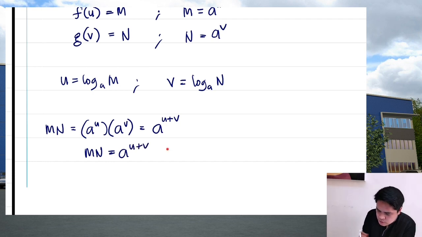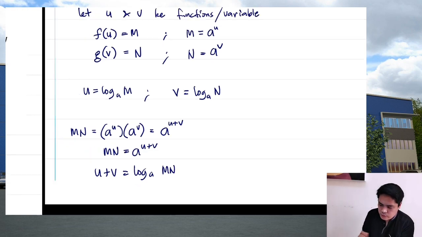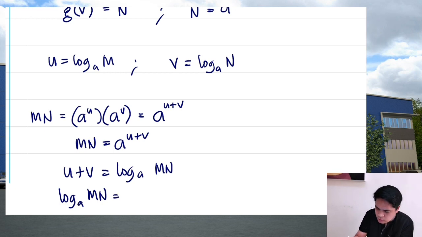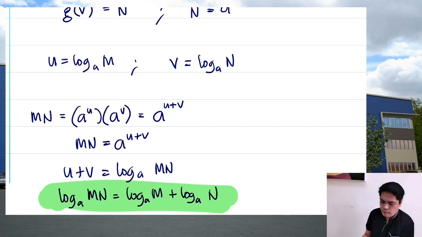Now, if you write this in logarithmic form, that means u plus v, yung exponent, is equal to the logarithm of mn to the base a. Okay? Now, so we could write this as logarithm of mn to the base a equal to u plus v. So, ano yung u? Ito siya. U is the logarithm of m to the base a plus v, which is this, the logarithm of n to the base a. So this is the first property you need to learn.